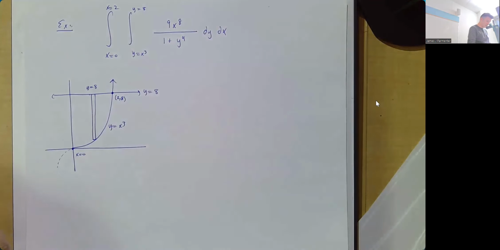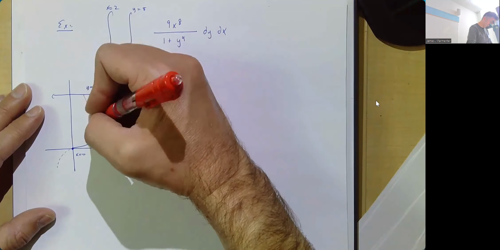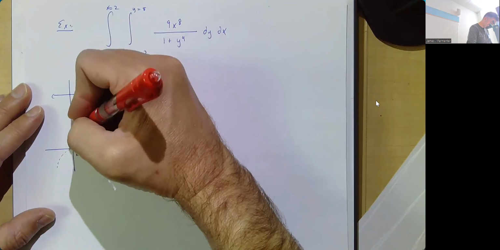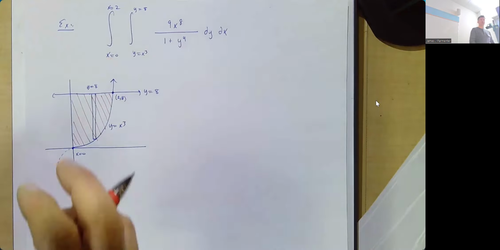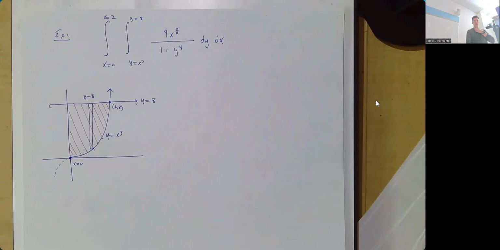So there's our region. I want you to reimagine it using horizontal strips and rewrite the integral with new limits of integration, or I should say reversed limits of integration. I'll give you like 2 minutes to do that.